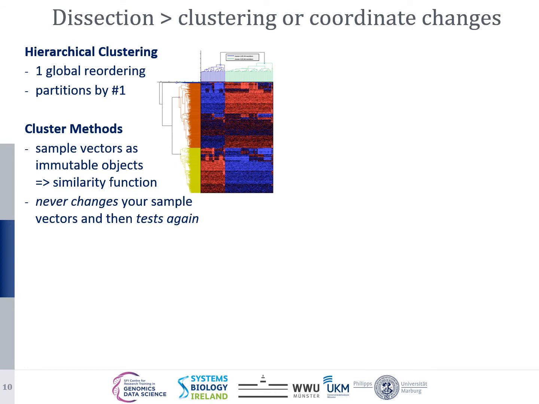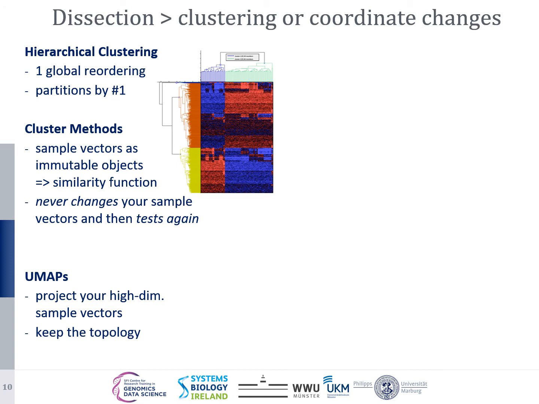And that's a problem many cluster methods share because they treat sample vectors as immutable objects and put them as a whole in some similarity function. So they never model or change the values of the components in your sample vectors and then test again for similarities after the change. Another perspective on the same problem based on UMAPs. UMAPs are very useful to project your high-dimensional point cloud of sample vectors in, for example, 2 dimensions for visualization, and they try to keep the topology.